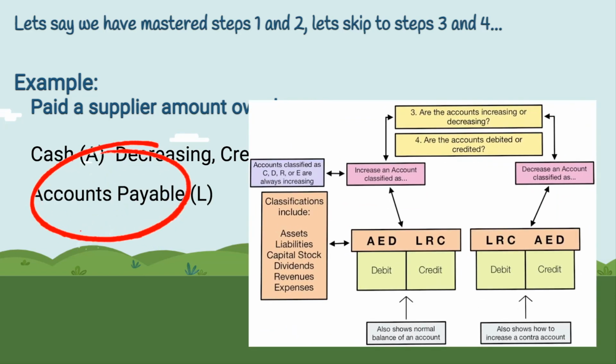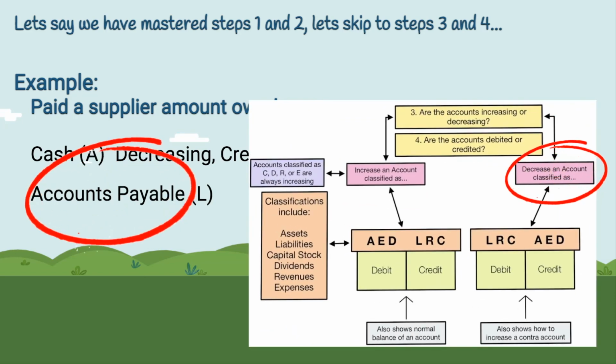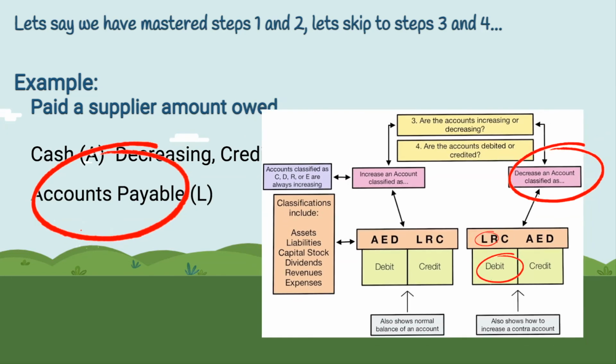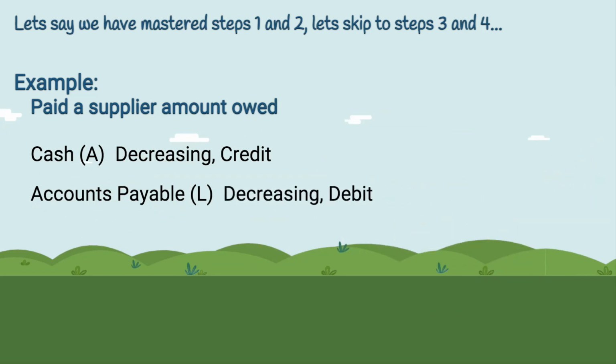Accounts payable is also decreasing since the supplier was paid. Use the LRC AED image. Liability is above debit. Accounts payable is decreasing and is debited.